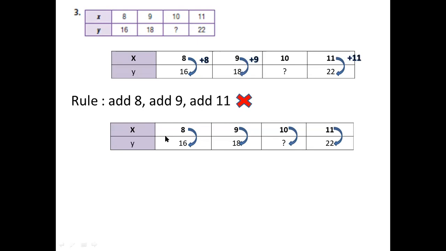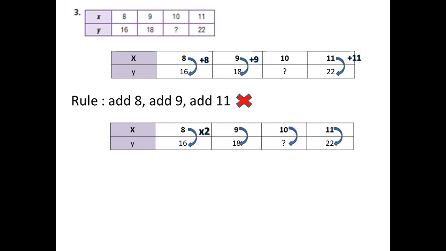Now if it's not adding, what's the next thing we have to do? It's going to be multiply. Of course it cannot be subtract, because 8 subtracted by something cannot give you 16. So if it is not plus, you go to multiply. Check: 8 multiplied by what gives you 16? 2. 8 multiplied by 2 gives you 16.